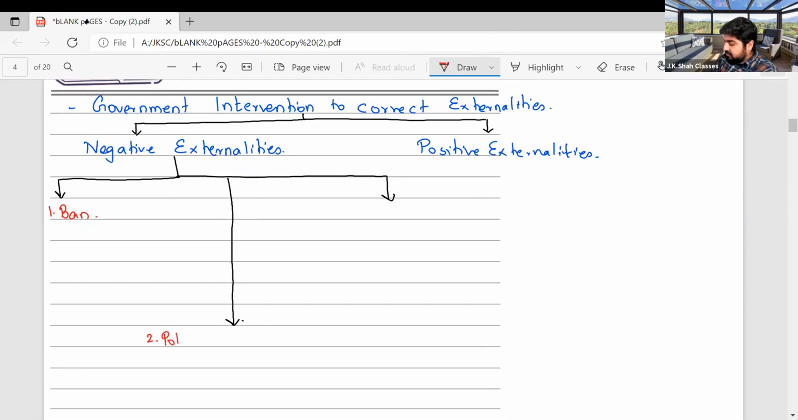Second one is pollution tax. Now, pollution tax is also called Pigouvian tax, because this concept was given by Professor A.C. Pigou. So it is also called Pigouvian tax.